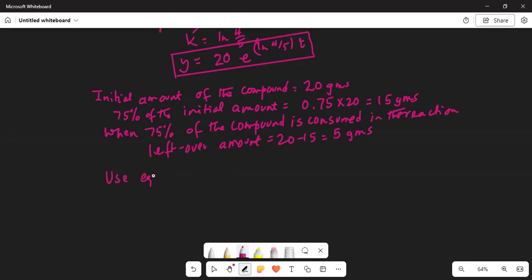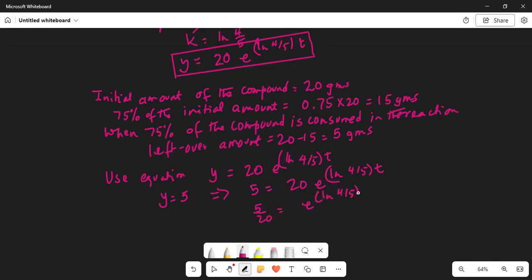Use the equation y is equal to 20 times e to the power of ln 4/5 multiplied by t. So y is equal to now 5. So this gives rise to 5 is equal to 20 e to the power of ln 4/5 multiplied by t. Okay, so now divide by 20 on both sides. We get 5 over 20 is equal to e to the power of ln 4/5 times t.